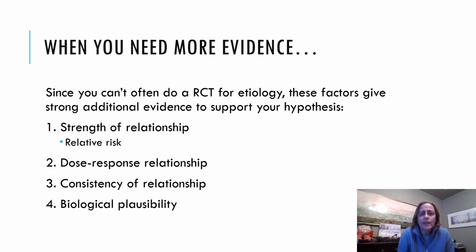Because we can't do randomized controlled trials a lot in determining etiology, there are some additional factors we can look at to try to give us evidence to support our hypothesis that this particular risk factor might be causative. One is the strength of the relationship. How much of a difference do we see in people who were exposed to this potential cause versus not? Is that difference small or is that difference really big? We're going to look at a statistic called relative risk for that, and I'll show you that in a moment. Second is dose-response relationship.